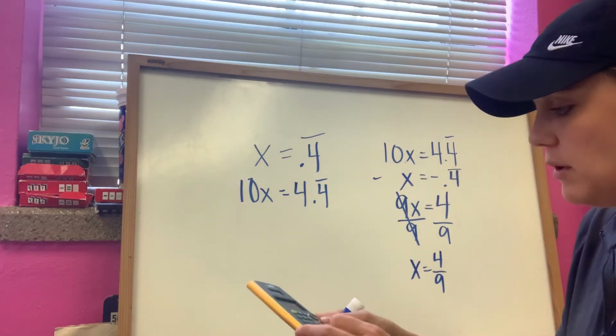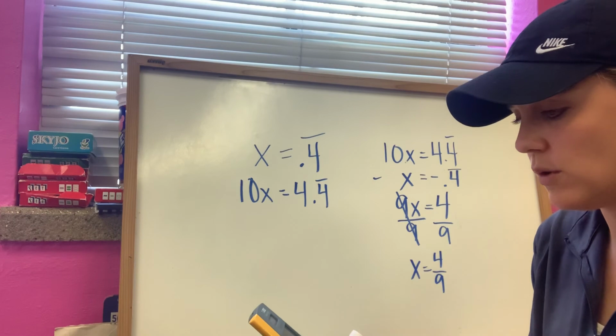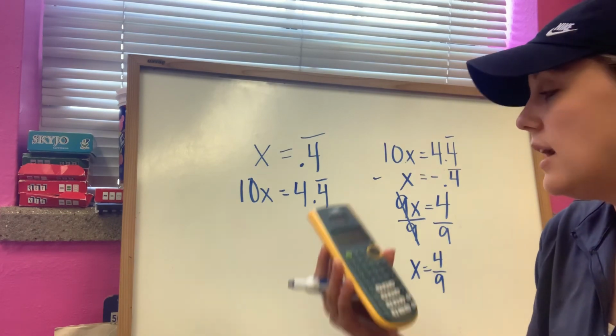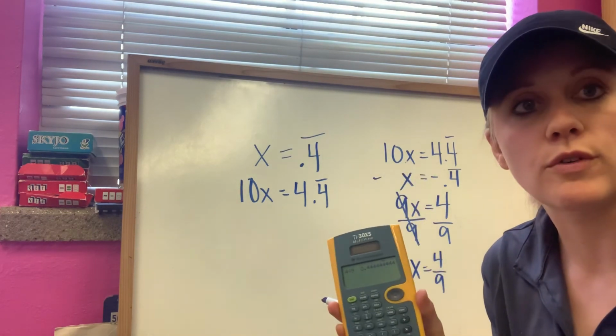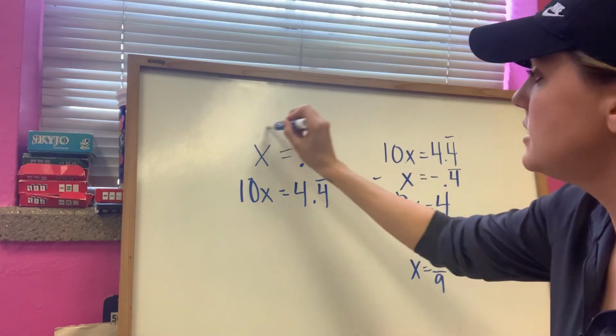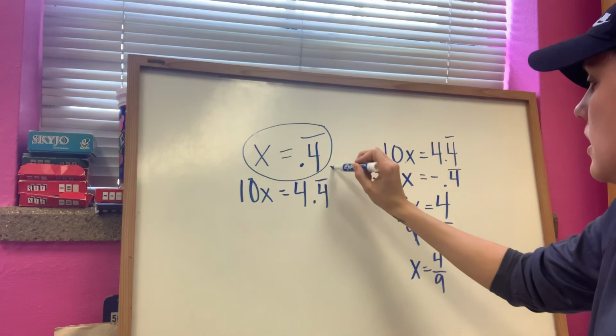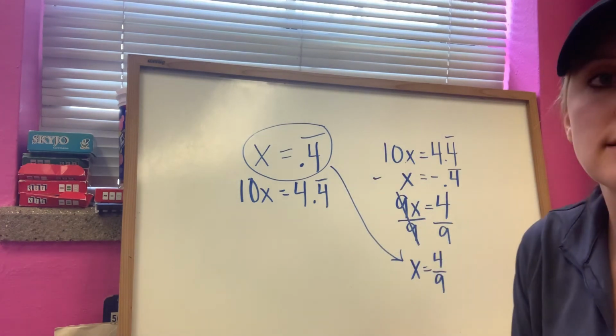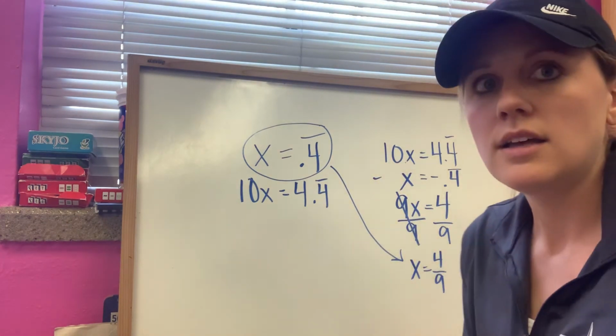And to double check my work, I'm going to plug that in my calculator. 4 divided by 9, enter, and I get 0.444444 repeating on and on forever. So now I can make my argument. This is a rational number because it can be written as a fraction, okay?